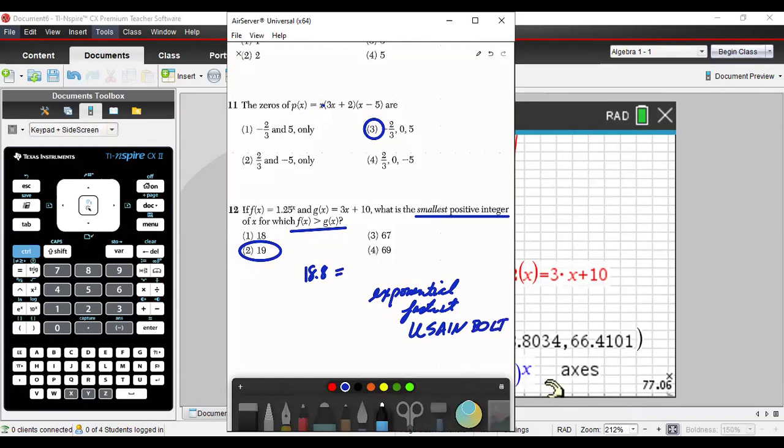Even though the linear function is growing faster at a certain point, eventually the exponential is going to catch it and pass it. And it catches it at 18.8. And then after that, the exponential is always going to be on top. So 19 is the smallest positive integer for which f of x is greater. That's what they wanted to know. Hopefully, even though this is about 4 minutes and 30 seconds, you guys are good with this.